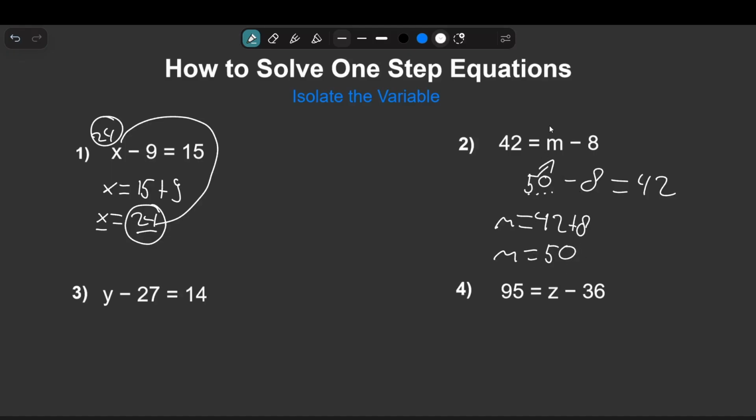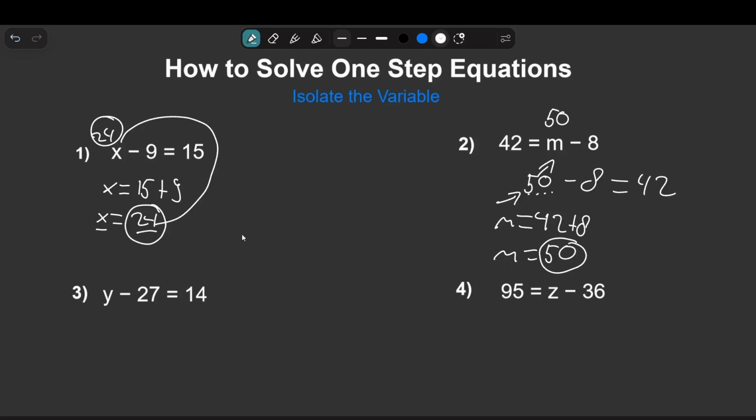And now we can plug in our 50. Oh, my bad, guys. 50 minus 8 equals 42. So as you can see, this answer was also right, but I just did it with mental math just to show you guys you don't always have to use this method right here if you are pretty good at mental math. So let's go over to our third example, where we have y minus 27 equals 14.